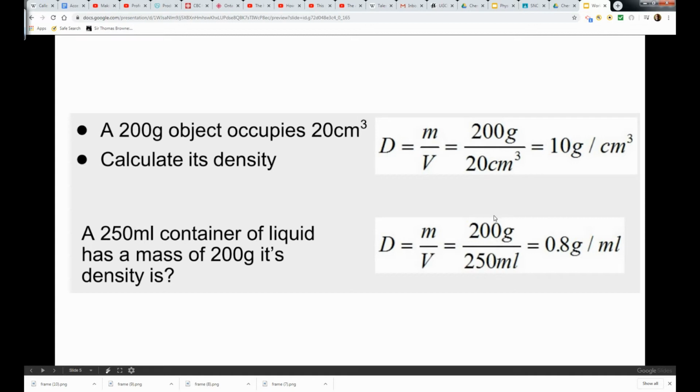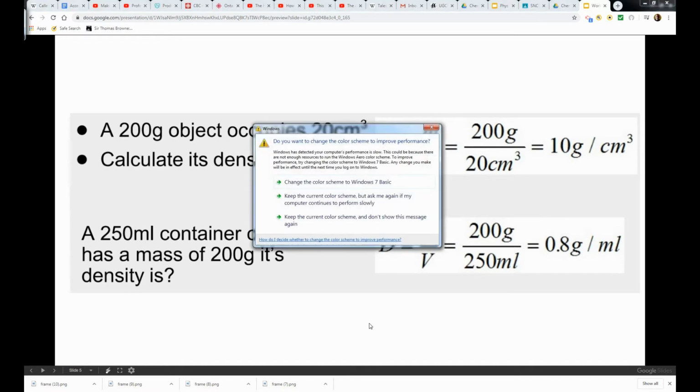Resist the urge to flip it and force this number to come out larger than 1. It's a very common thing students do. I recall wanting to do it myself. So 0.8 grams for every milliliter means that if I gave you a thimbleful of this stuff, it would not weigh as much as 1 gram.